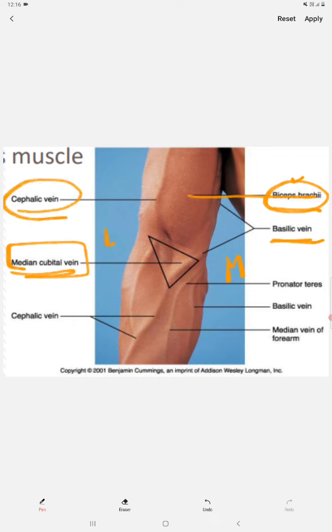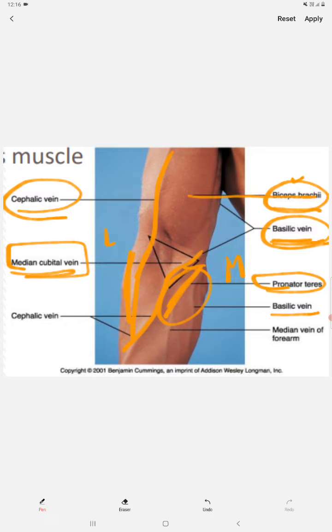So on the lateral side we have the cephalic vein, on the medial side we have the basilic vein, and this is also a cephalic vein, right? This entire thing is a cephalic vein, and I'm drawing it now. And this is the basilic vein, right? The muscle seen on the medial side is the pronator teres, and the muscle on the lateral side is the brachioradialis.